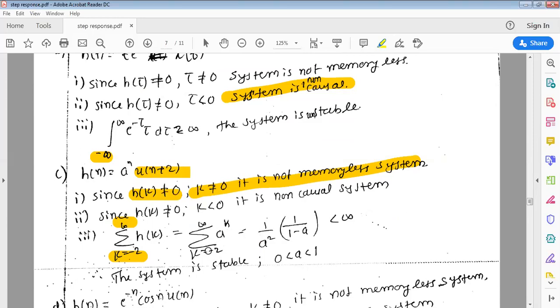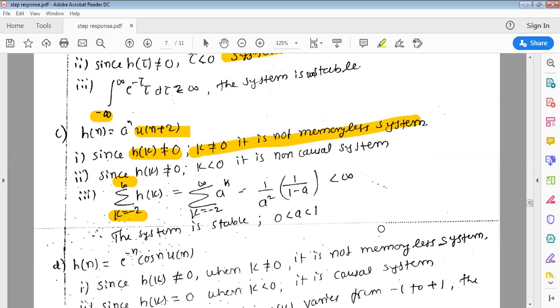So what happens? If I take k, what is the answer? A power minus 2 into 1 by 1 minus a, that is 1 by a square. So this value is less than infinity. Assume that a is not equal to 0. If a equal to 0, then it will become infinity. As long as a is not equal to 0, this value will be a finite value. Any value it may matter.